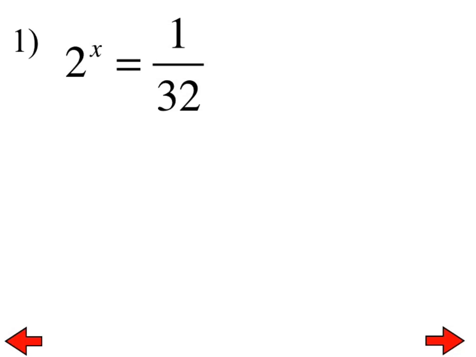Okay, so let's take a look at number 1. 2 to the x power is equal to 1 over 32. Well, the left-hand side has a base of 2, so the first question might be, how can I turn 1 over 32 into 2 to some power? So I want you to think about that for a second.